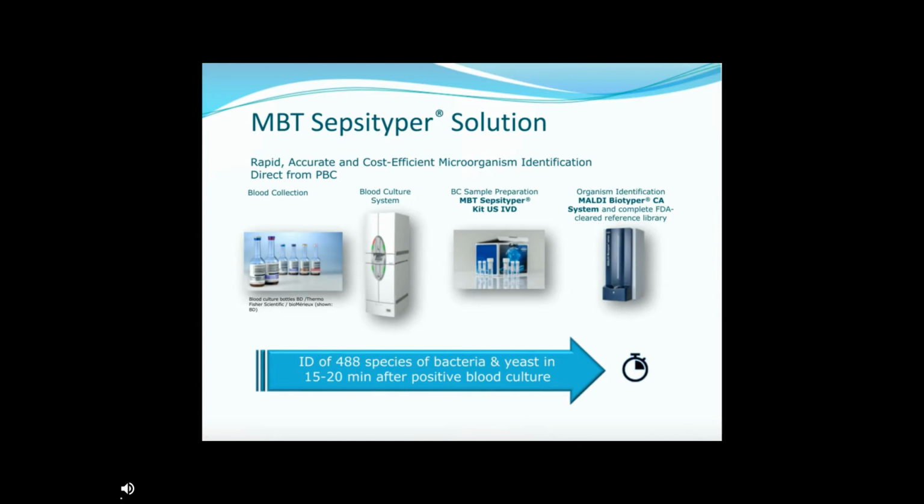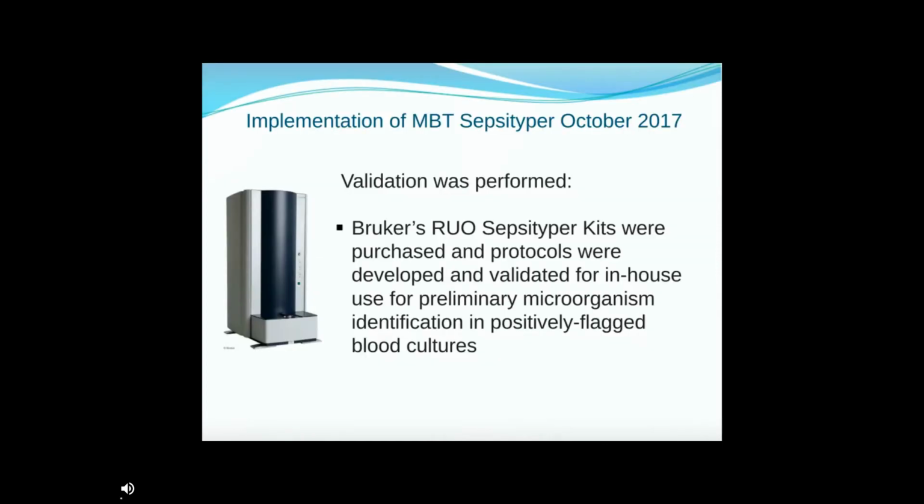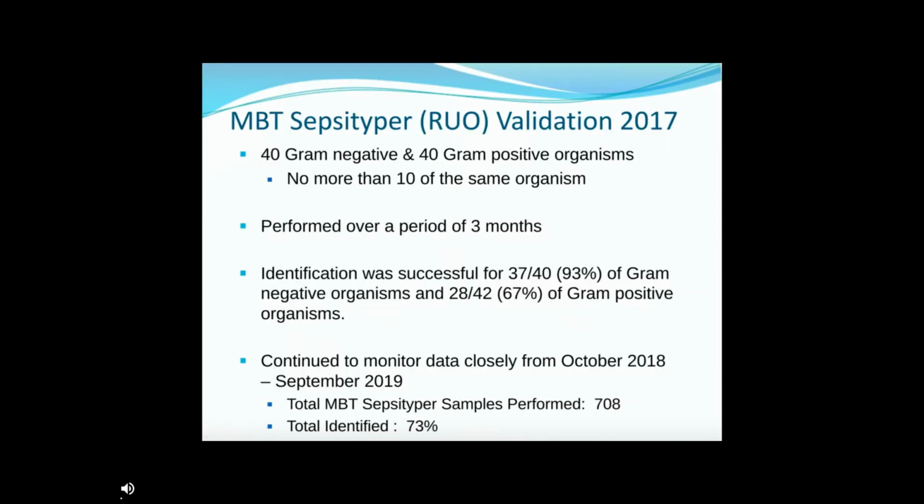Okay, so in October of 2017, Bruker had a Sepsityper that came out, and we did a validation on this. So this was great for us, and we did our own in-house validation. It's on the RUO side, which is the research use only side. And what we did is we used 40 gram negatives, 40 gram positives, and we did not use any more than 10 of the same organism.